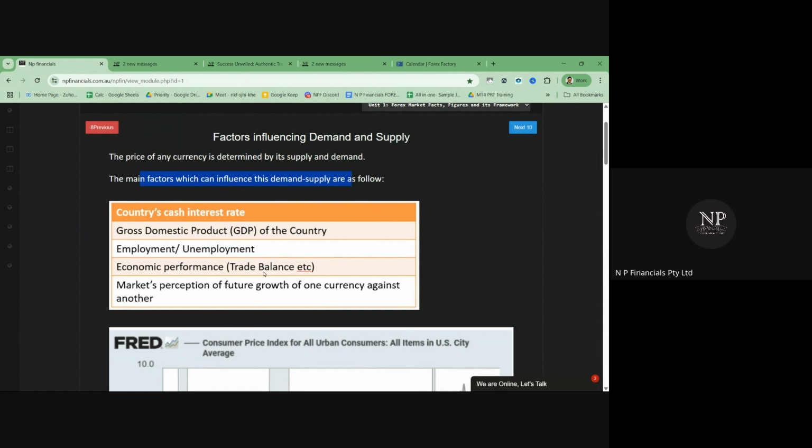Economic performance, trade balance is important, specifically for commodity producing countries like Australia, Canada, Japan. What is trade balance? Trade balance is also known as current account deficit or account balance, and it is nothing but the difference between import and export. That is why the tariff game is on.